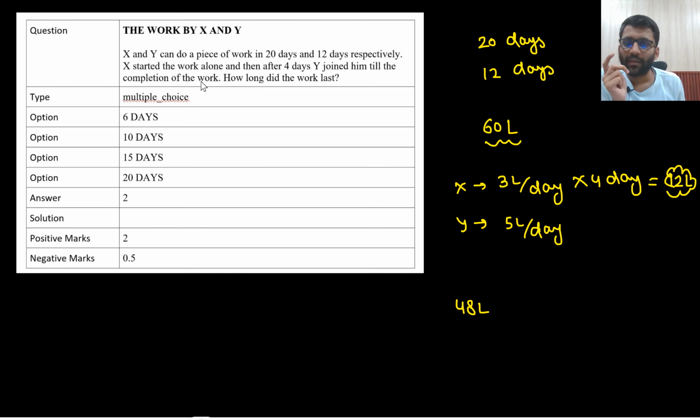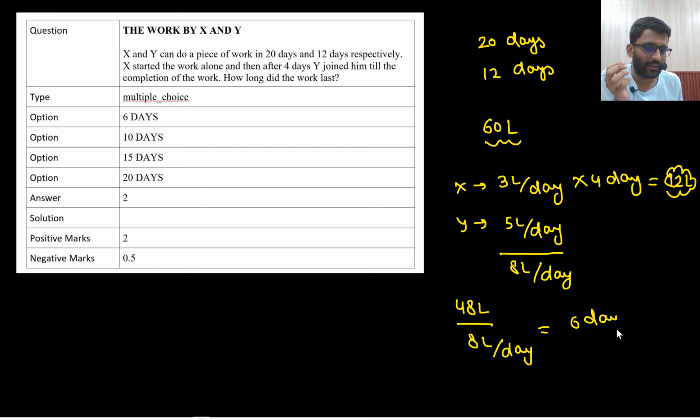Now what is happening? Both X and Y are working. What they are asking is, how long did the work last? Now both X and Y are working, that means 8 laddus per day are being eaten. If 8 laddus per day are being eaten, how much time will it take?